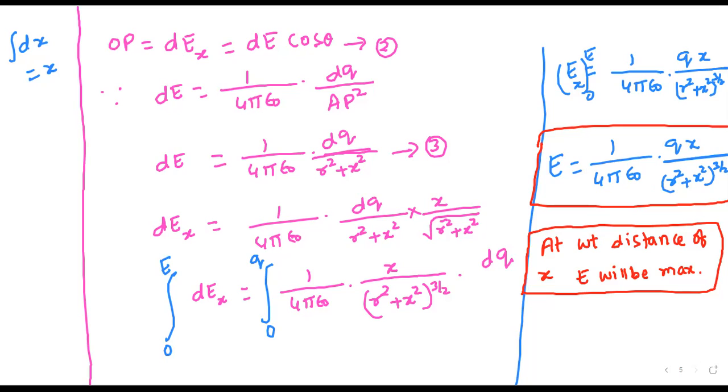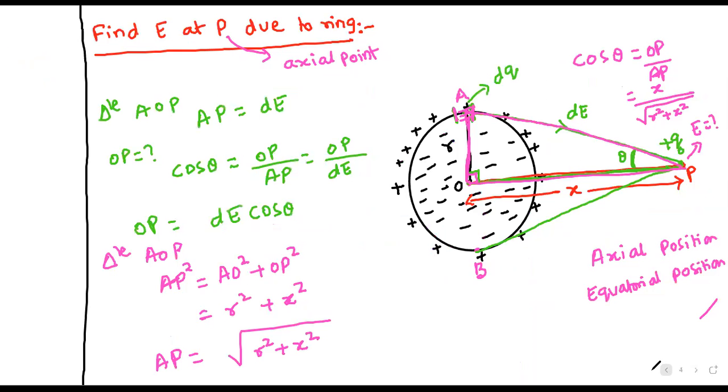For that, firstly we need to know the electric field of a ring at an axial point. The formula is 1 by 4 pi epsilon naught Qx by R square plus x square whole power 3 by 2. You must remember this formula. Fine. Tomorrow we'll meet. Once please go through this derivation, the electric field due to a ring.